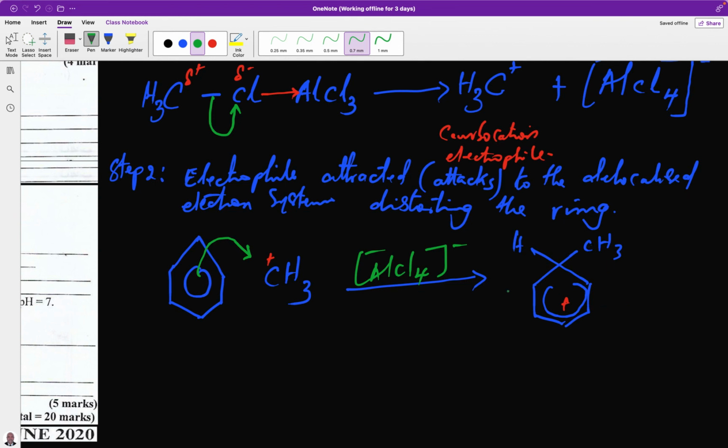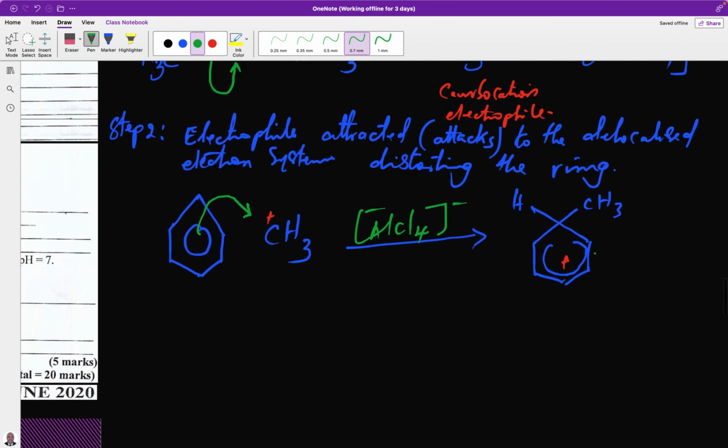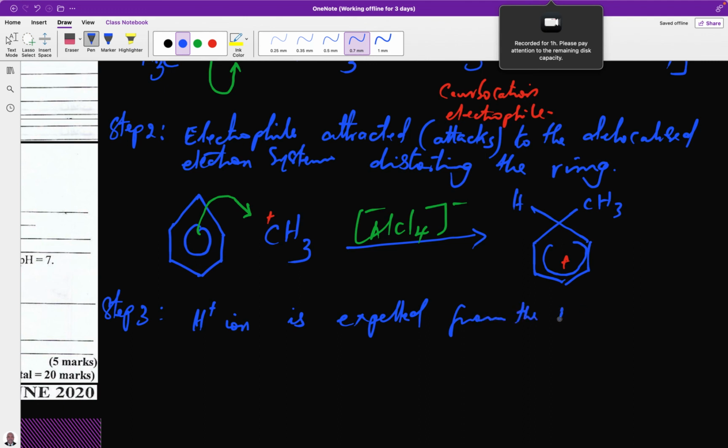It gets to the last step where the hydrogen will now leave as a proton, or a hydrogen ion, while the methyl group firmly attaches itself here. Step 3. Step 3 is what? Hydrogen ion is expelled from the ring by aluminum.